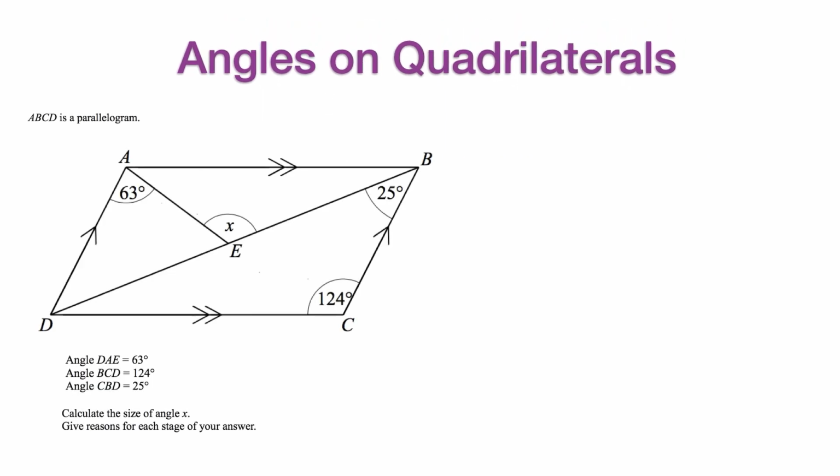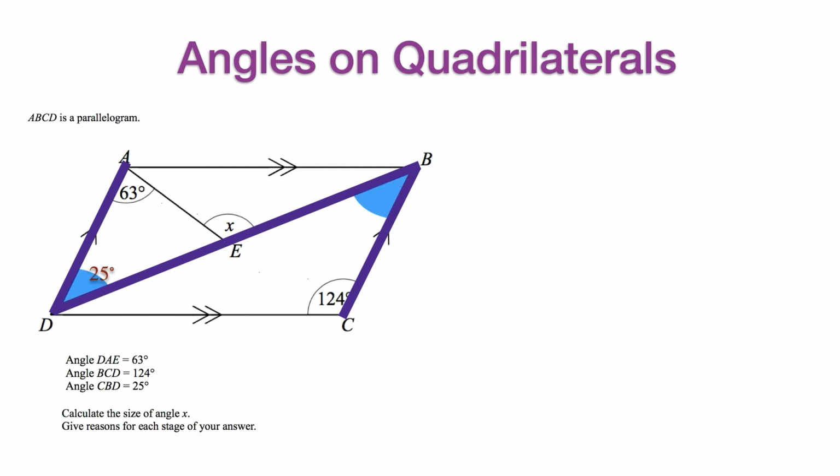In this example, ABCD is a parallelogram. Therefore, opposite sides of this shape are equal and parallel. This means you can use parallel line angles to connect the given angles to the angles that we wish to find. In this case, we are after the unknown angle x. Angle EBC and ADE are equal angles, as they make up the alternate angles together.